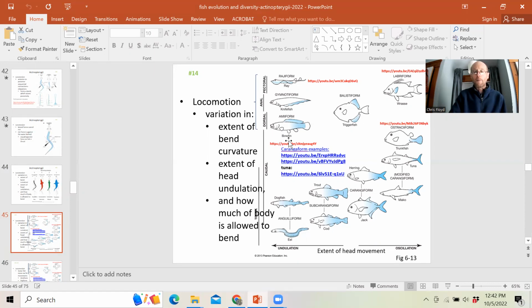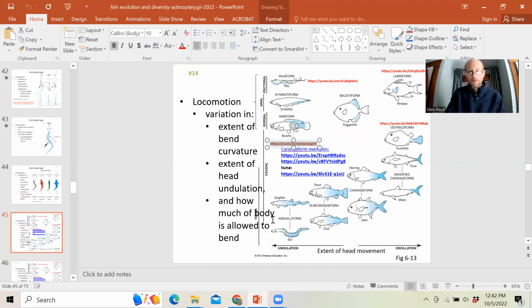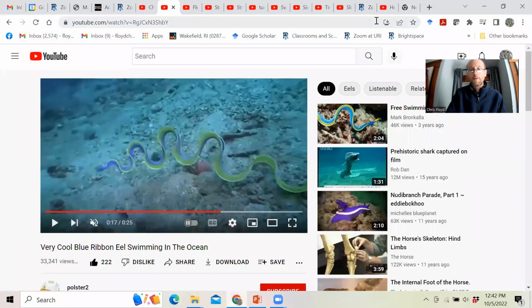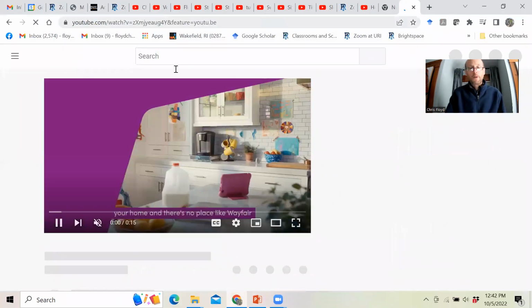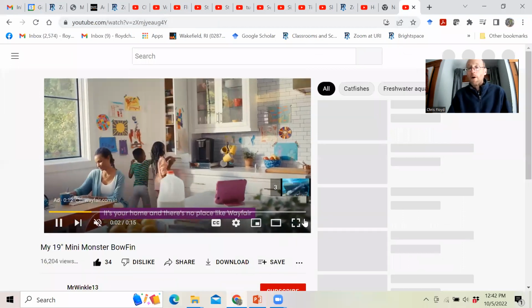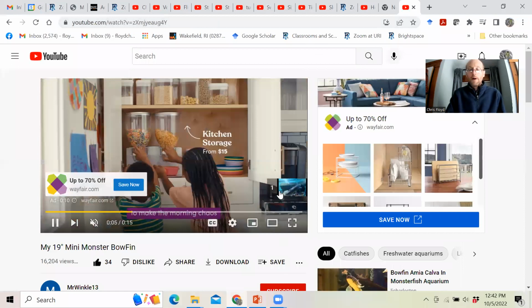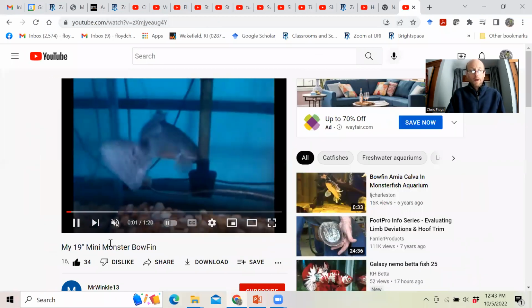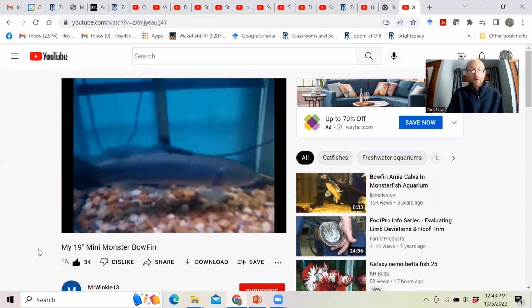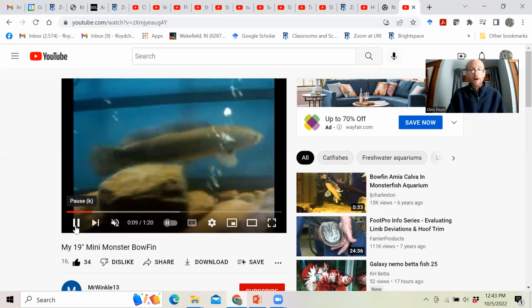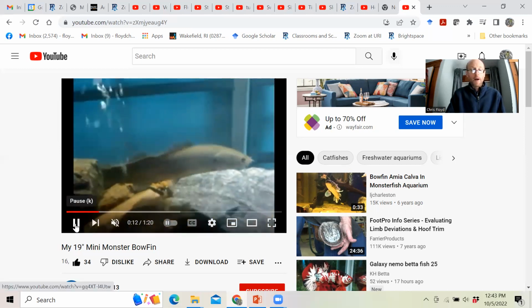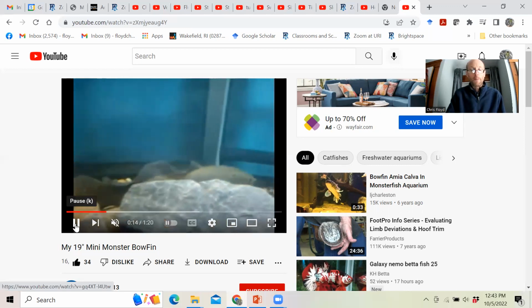So, for example, the amiiform. Oh, I meant to... do we have an amiiform? This is the other way. I have to bring up this video here. This is a bowfin. We'll see a bowfin, the way they move and use their fins. They do something a little extra, which is they pass that wave down the dorsal fin, as you can see. They also move their tail in a way that generates a bend passing down the length of the body as well.